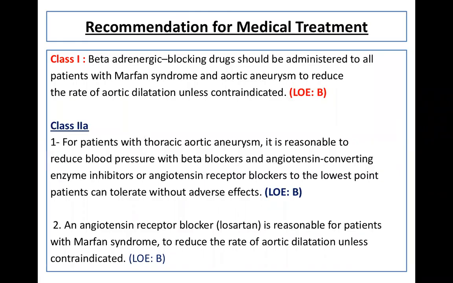Recommendation for medical management from the American Association: class 1, beta-adrenergic blockers should be administered to all patients with Marfan syndrome to reduce the rate of aortic dilatation, unless contraindicated. Class 2A, for patients with thoracic aortic aneurysm, it is reasonable to reduce blood pressure with beta blockers or ACE inhibitors or ARBs to the lowest point the patient can tolerate without adverse effect. An ARB, like losartan, is reasonable for patients with Marfan to reduce the rate of aortic dilatation unless contraindicated.